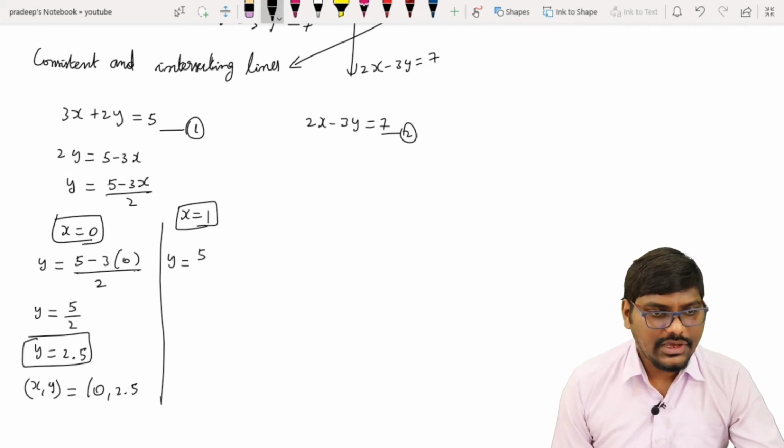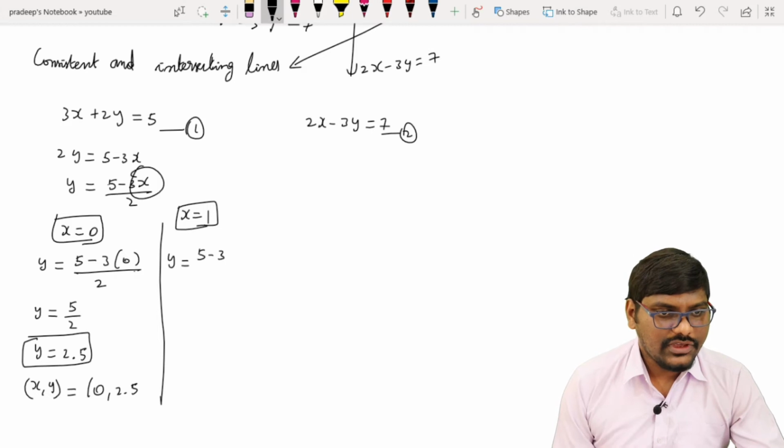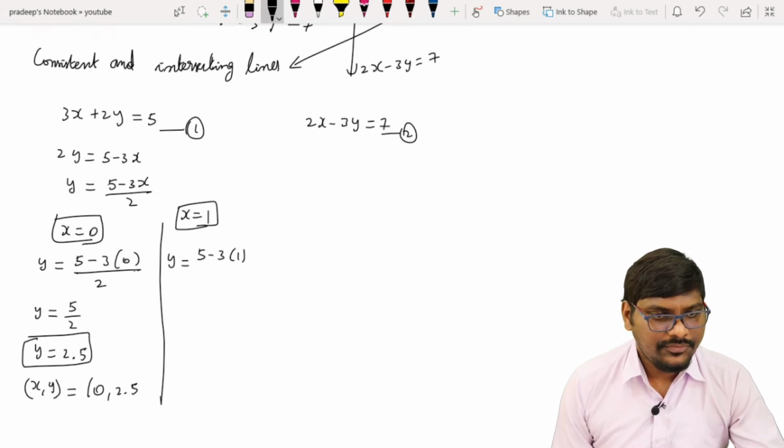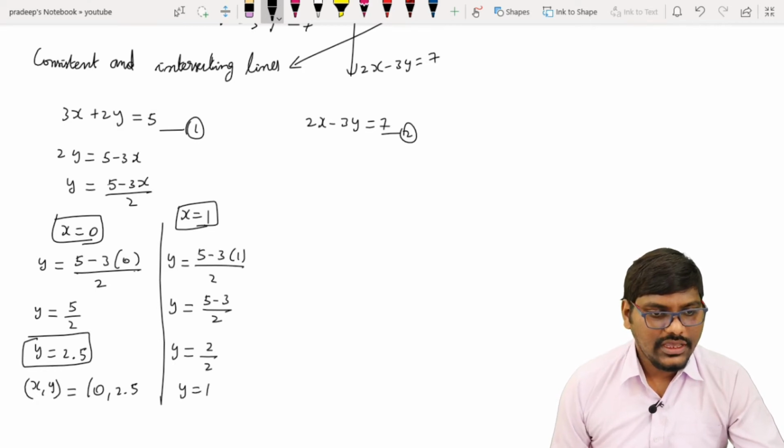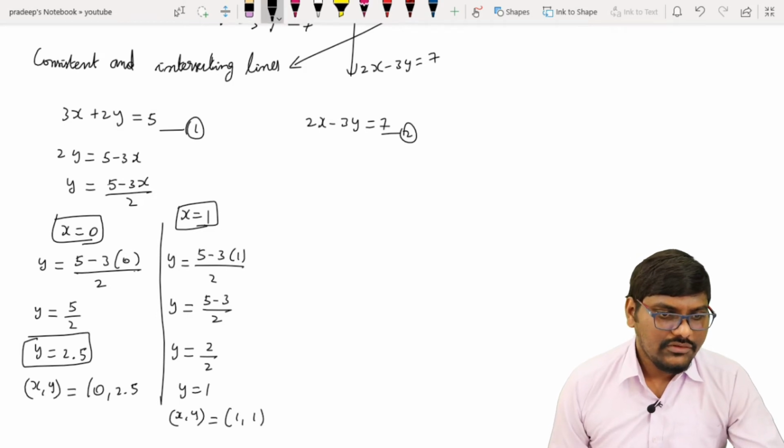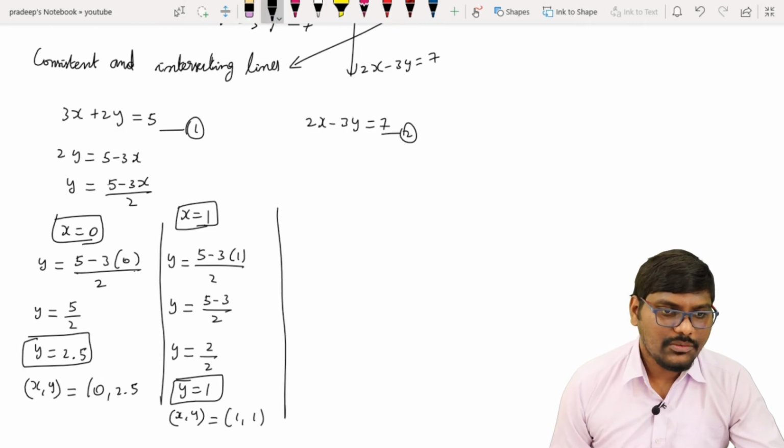I'll be taking 5 minus 3. In the place of x, I'll be substituting 1 now. So y is equal to 5 minus 3 ones are 3 by 2. 5 minus 3 is how much? That is 2. So 2 by 2 is 1. So we are getting x comma y as 1 comma 1. When we took x equal to 1, we are getting y also equal to 1. So we got one more point. So let's try to do the next point.